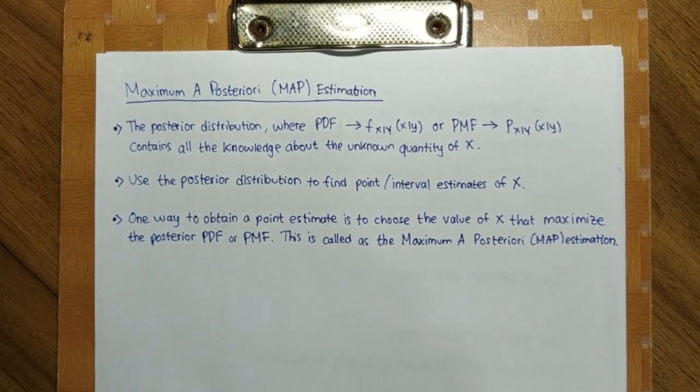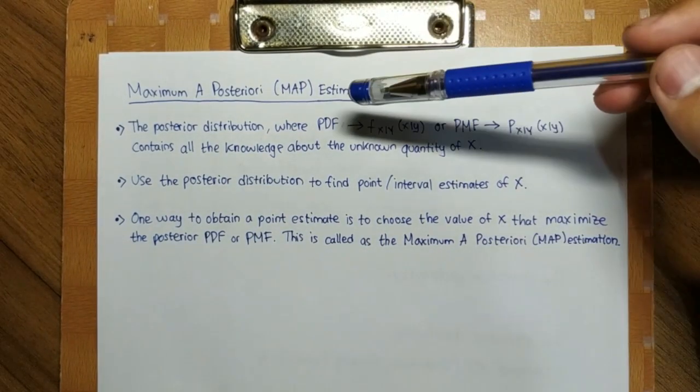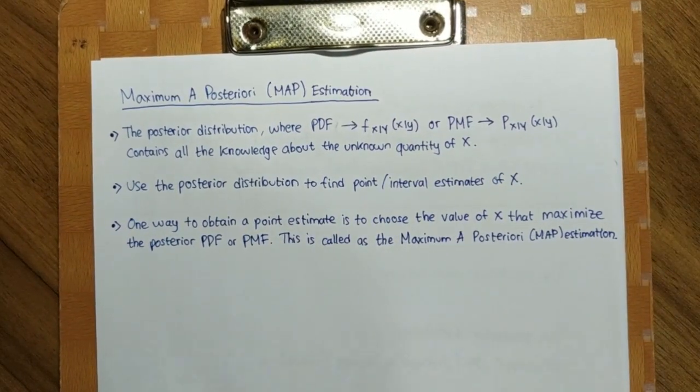And we are here to explain about the maximum a posteriori or MAP of the probability and stochastic process. Okay, today we want to explain about maximum a posteriori or MAP estimation.